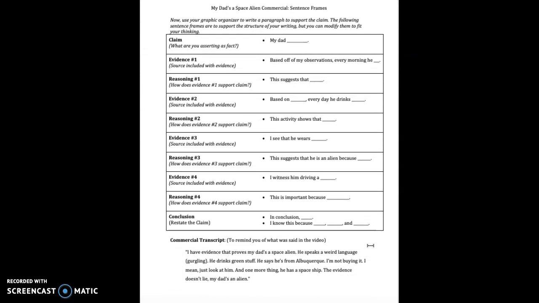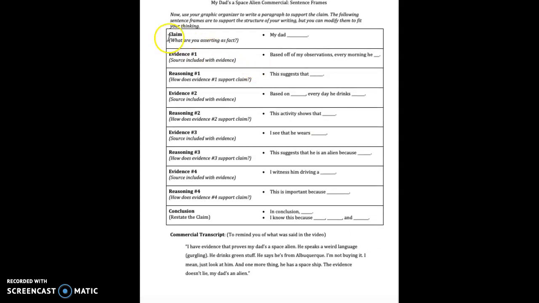So it says, now use your graphic organizer to write a paragraph to support the claim. The following sentence frames are to support the structure of your writing, but you can modify them to fit your thinking. So these sentence frames are just to kind of get you started. If you want to modify them a little bit, you can, but you're going to be writing a paragraph on the next page. So I'm going to start it with you, and then I'm going to have you guys do a couple of sentences on your own.